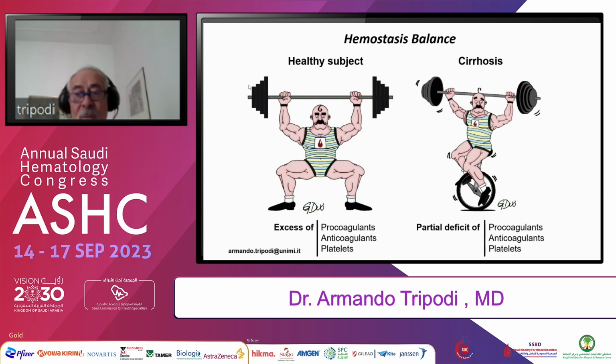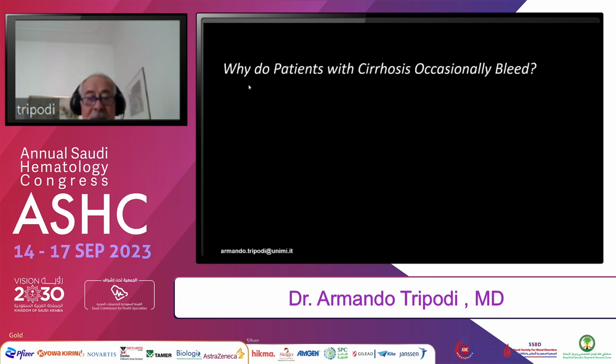The balance of coagulation is very unstable because here we have a partial deficit of procoagulants, anticoagulants, and platelets, and therefore the balance may tip towards hemorrhage or thrombosis in the same patients, depending on the prevailing circumstantial risk factor to which the patients are exposed.